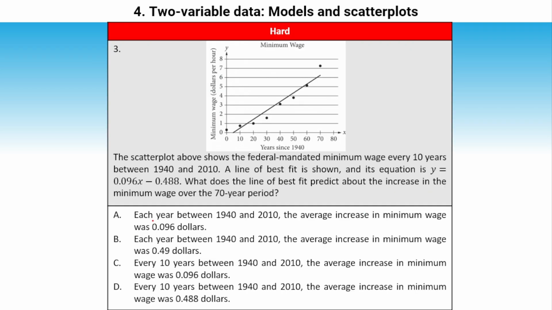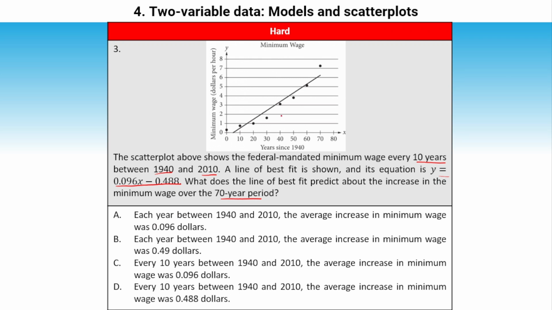So let's move to the next one. This is the hard one. The scatter plot shows the federally mandated minimum wage every 10 years between 1940 and 2010. A line of best fit is shown, and the equation is this. What does the line of best fit predict about the increase in the minimum wage over the 17-year period?